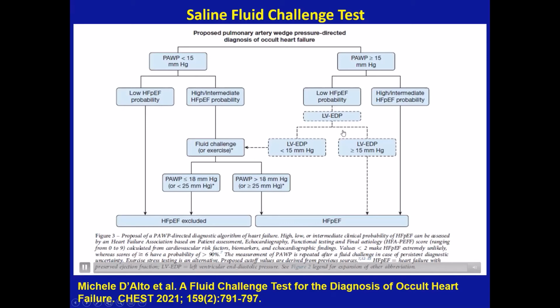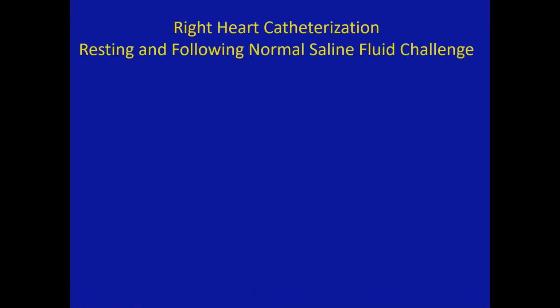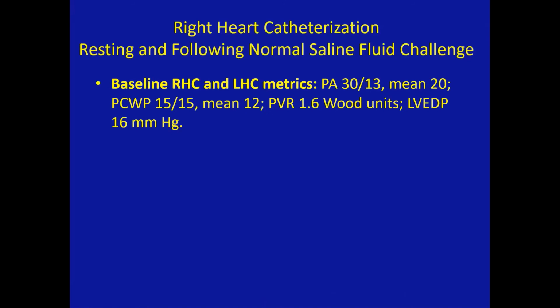So what did we do with our patient? I did both pulmonary wedge pressure and the left ventricular end diastolic pressure. At baseline, before we gave the fluid, her mean pulmonary capillary wedge pressure was 12, so that was less than 15. So it was a go for the fluid challenge. And her LVEDP was mildly elevated. I could have stopped there, but I really wanted to see how her pressures did after the fluid bolus.